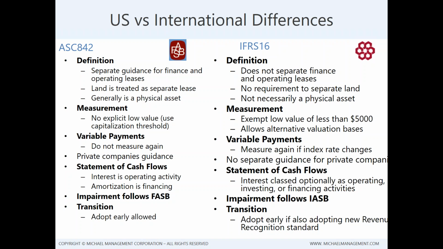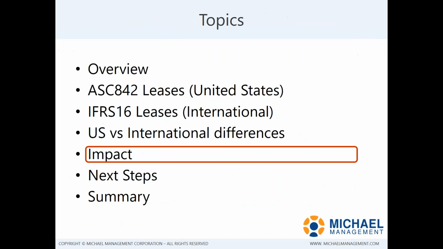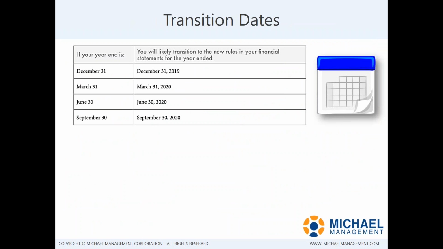And then from a transition, you can adopt early in the U.S. if you choose to. Internationally, if you adopt early, you also have to be adopting the revenue recognition standard, which, quite honestly, that's about to be overcome by events, because on 1/1/18, most people are adopting the revenue recognition standard anyway. So what's the impact?